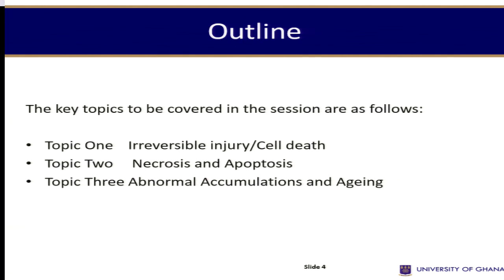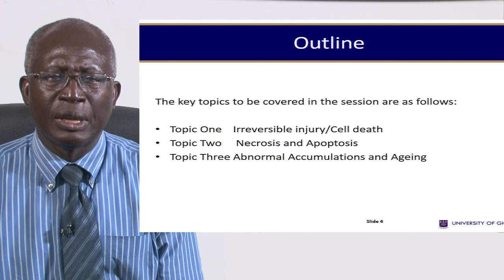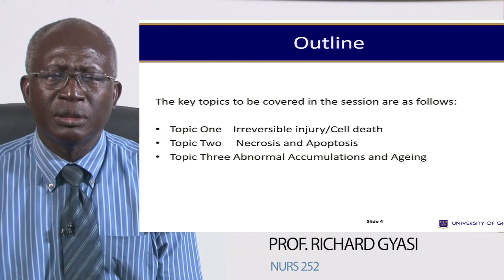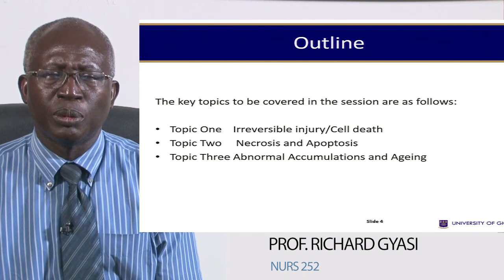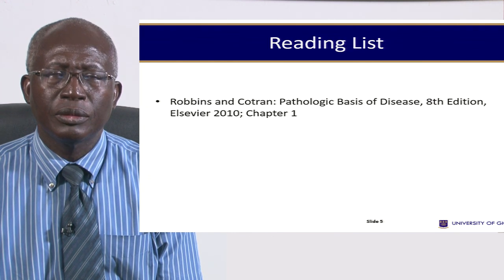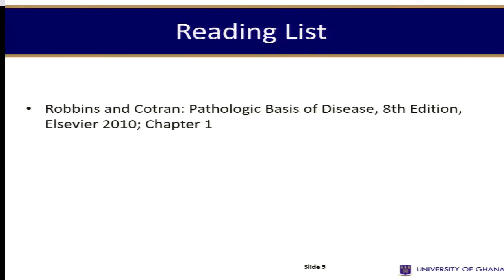We would treat this section under three topics: irreversible injury and cell death, necrosis and apoptosis, and abnormal accumulations and aging. Your reading for this session can be found in Pathologic Basis of Disease by Robbins and Cotran, 8th edition, 2010, chapter 1.